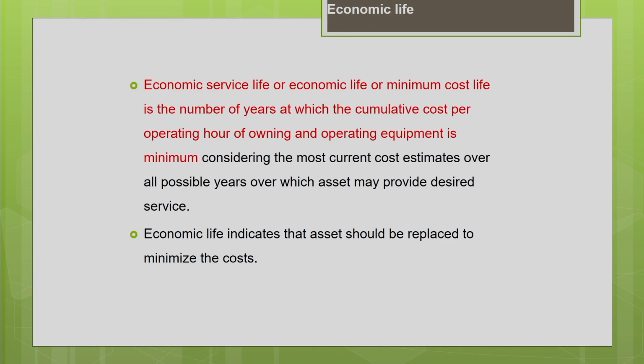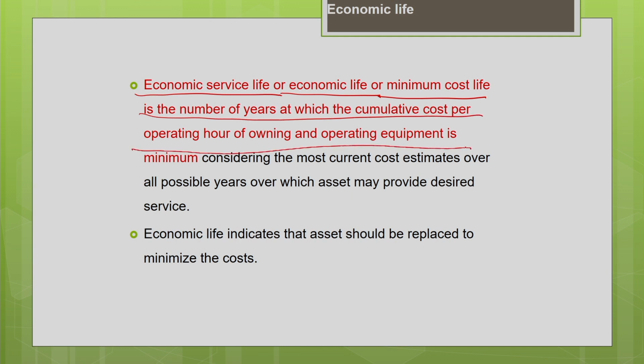There are different terminologies used for that. We can call it economic service life, or economic life, or minimum cost life. This is the number of years at which the cumulative cost per operating hour of owning and operating the equipment is minimum, considering the most current cost estimates over all the possible years over which the asset may provide desired service. As I told you, you should consider all the components associated with the cost so that we can make an accurate estimation of the replacement time of the machine.